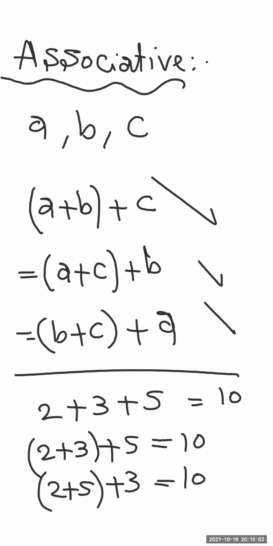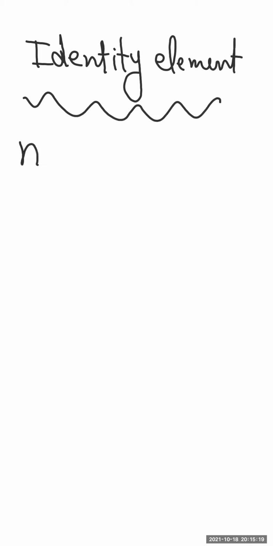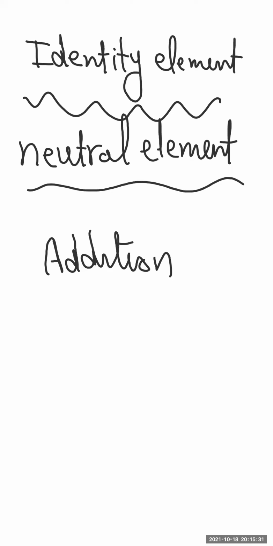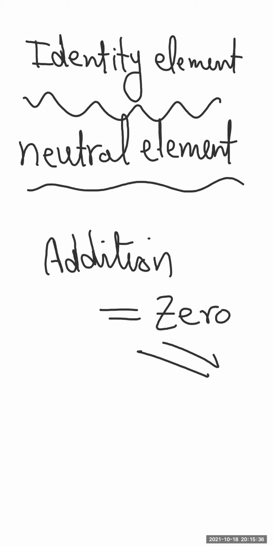Okay, the next one is the existence of the identity element, or neutral element. In addition, guys, it is 0. So the identity element or neutral element in addition is 0.